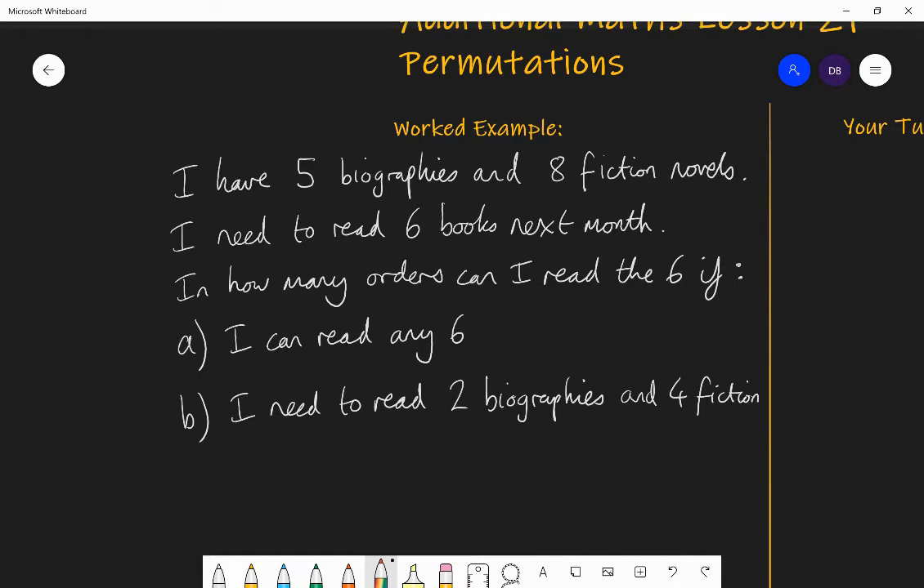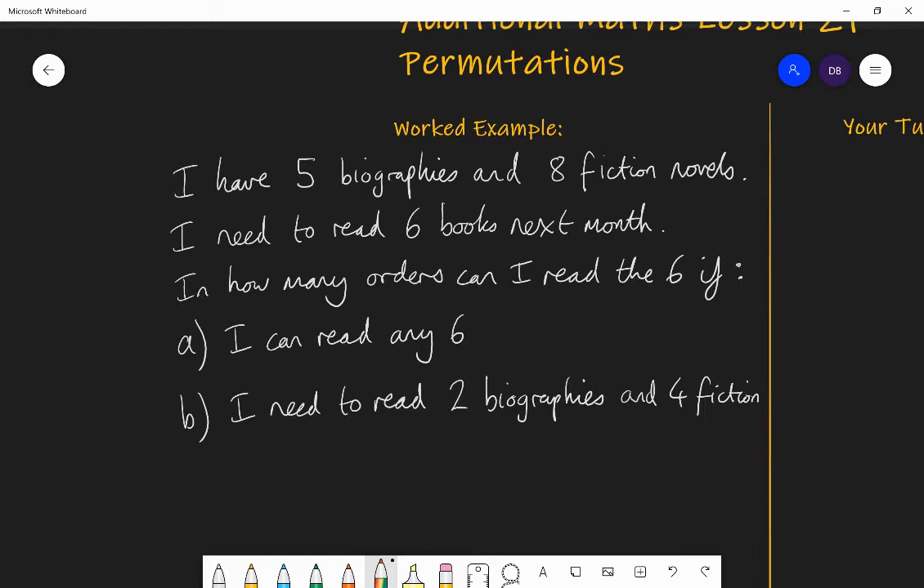So here's the second type of problem. I've got 5 biographies and 8 fiction novels. So I have 13 books in total, okay? I need to read 6 books next month. I set myself a target of reading 6 books next month from these 13. In how many different orders can I read the 6 books if, firstly, there's no constraint? I can choose any 6, okay?